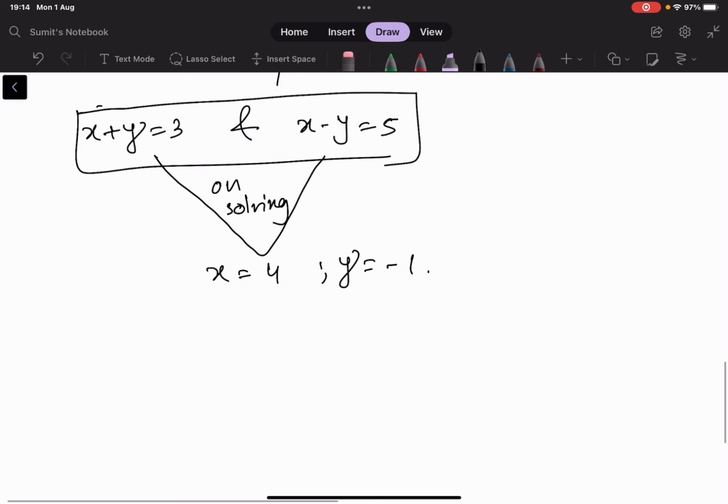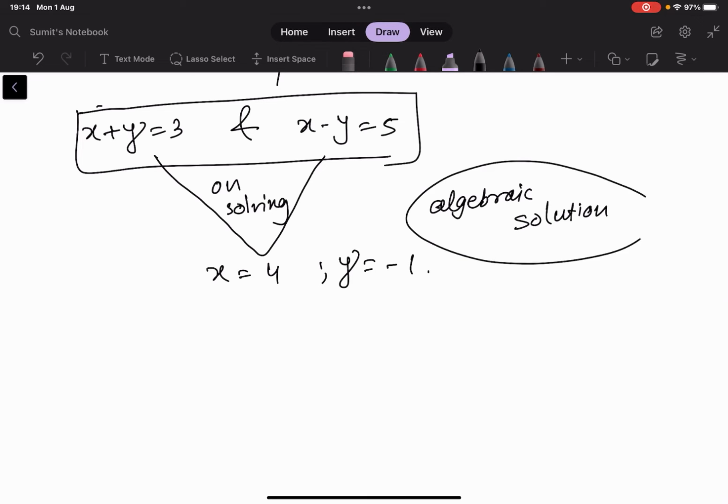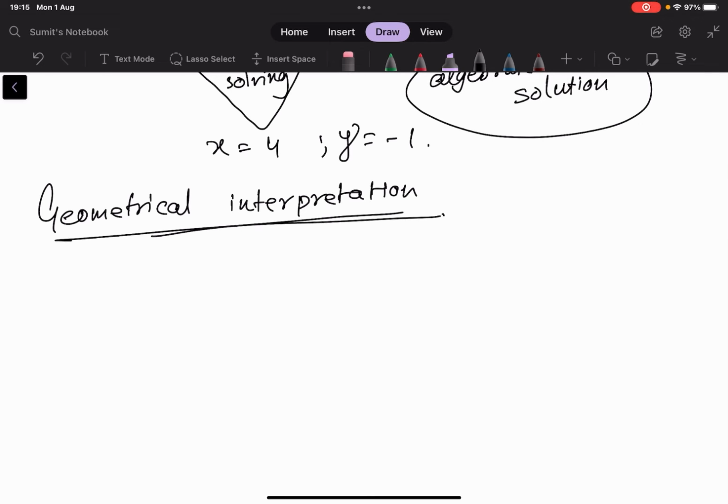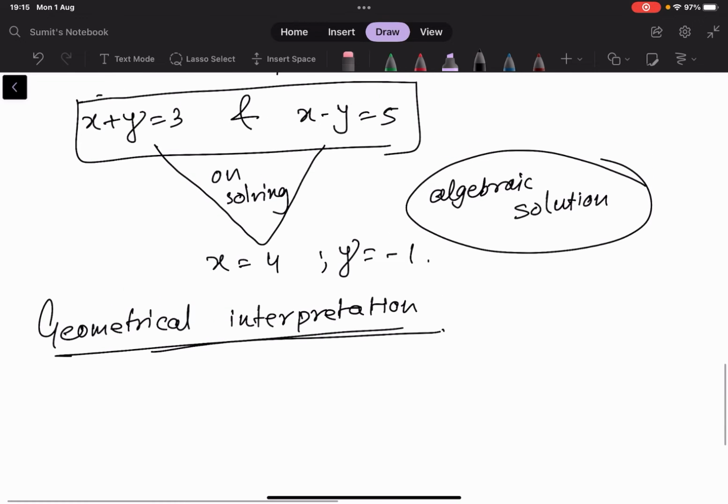So that is an algebraic solution. We can solve by the three methods, like substitution, elimination, cross multiplication. But what is the geometrical representation? Everything in maths has a geometrical representation, or you can say interpretation. What is the geometrical interpretation of these simultaneous linear equations? That is the topic for today.